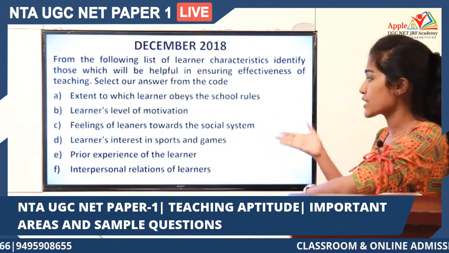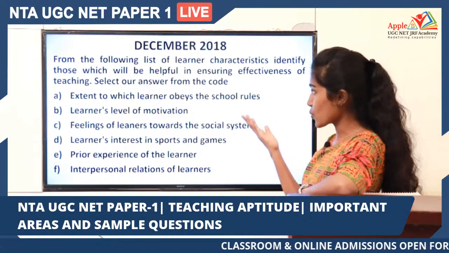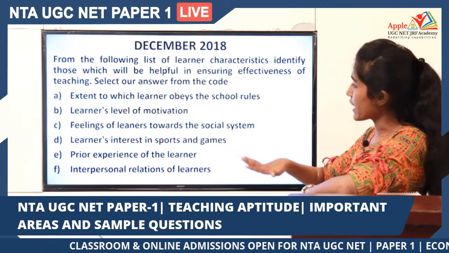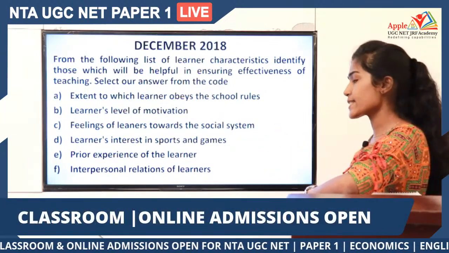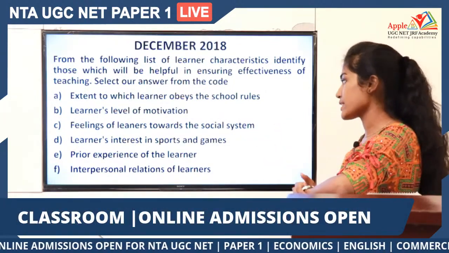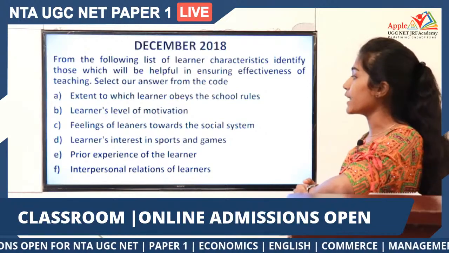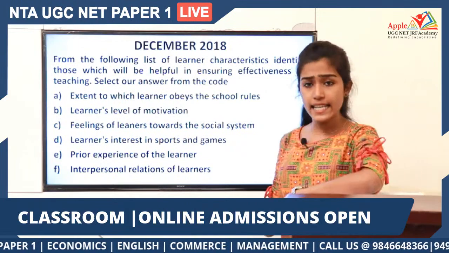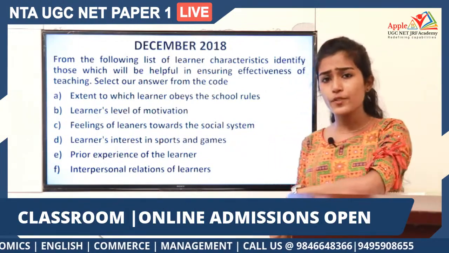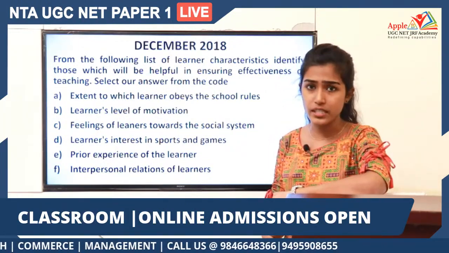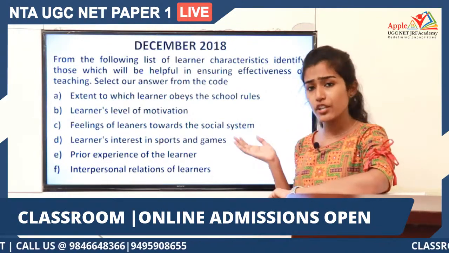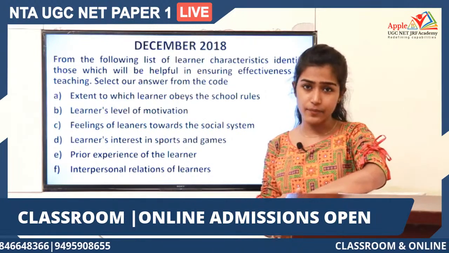So here you have 6 options, and the options are: extent to which learner obeys the school rules, learner's level of motivation, feelings of learners towards the social system, learners' interest in sports and games, prior experience of the learner, and interpersonal relations of learners. If you consider these 6 options, which of them can you say is not associated with a learner characteristic? When you consider a learner, which of these options can you eliminate?